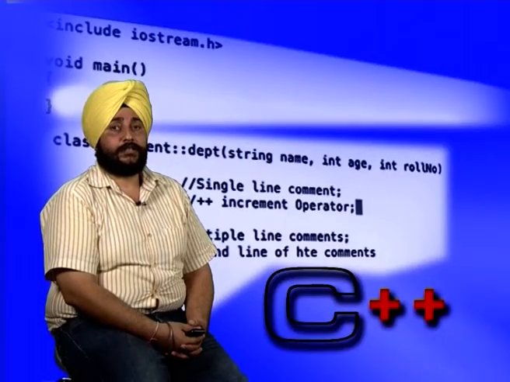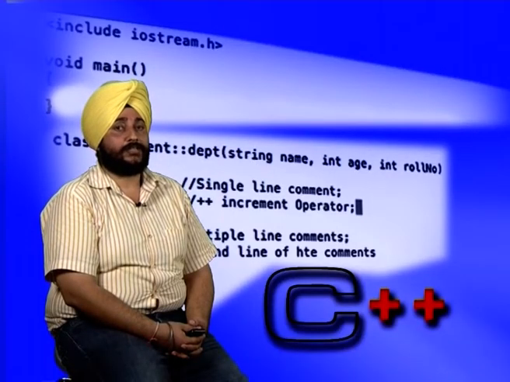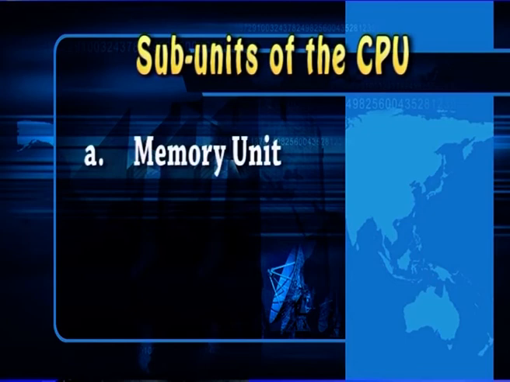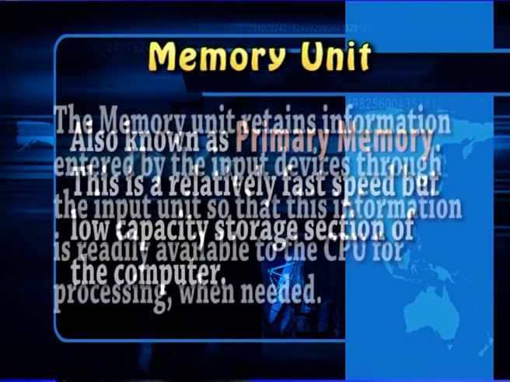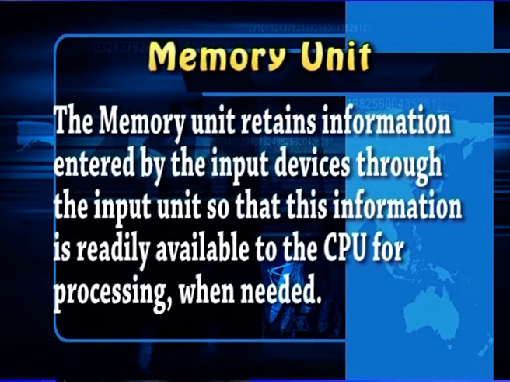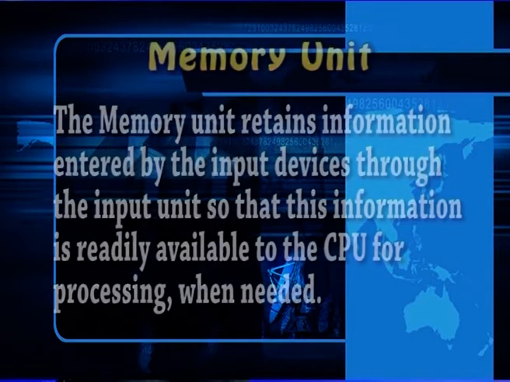The subunits of the CPU are as follows. Memory unit, also known as primary memory. This is a relatively fast speed but low capacity storage section of the computer. The memory unit retains information entered by the input devices through the input unit so that this information is readily available to the CPU for processing when needed.